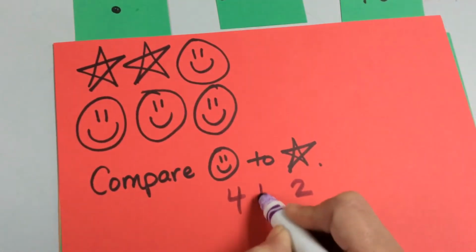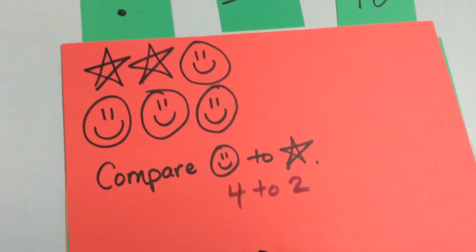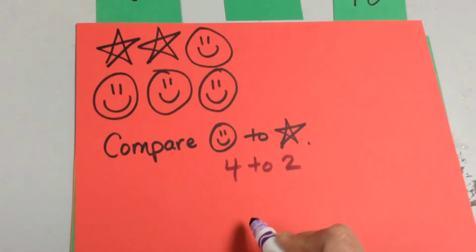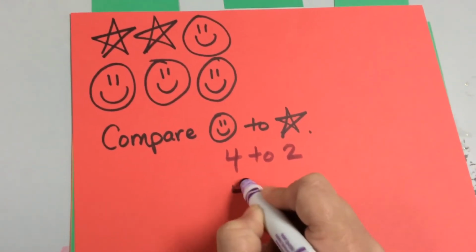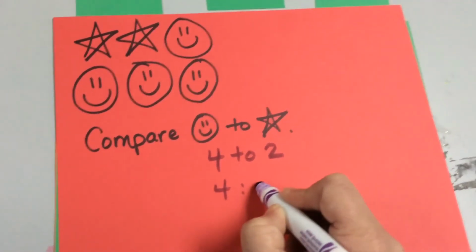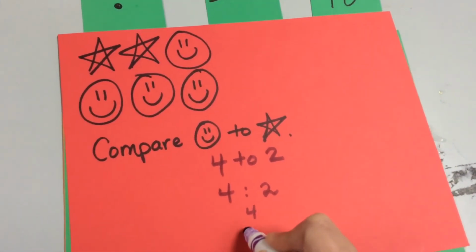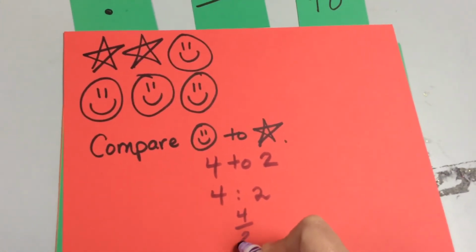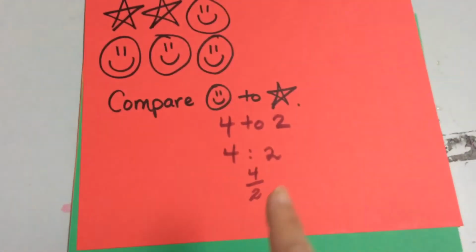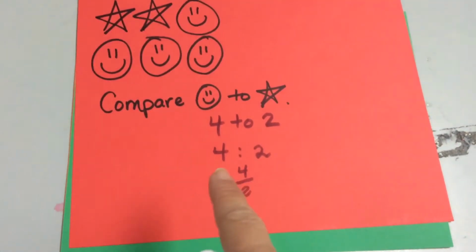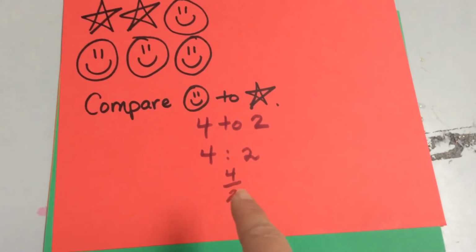So the first way to write that ratio is the word to. And then I'm going to look at it and I'm going to write it using a colon. And then as a fraction, 4 to 2. So all of those we would say 4 to 2.